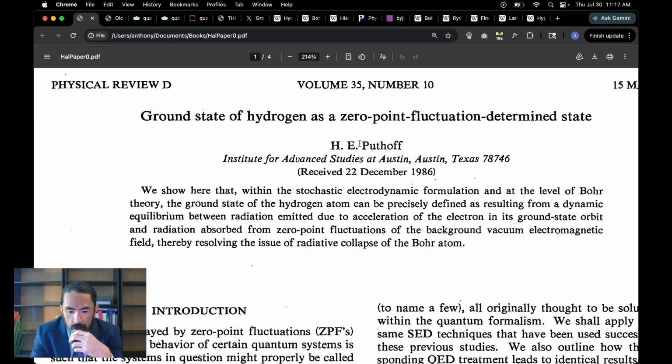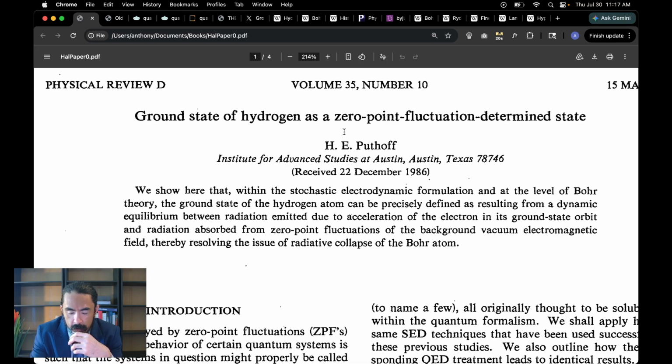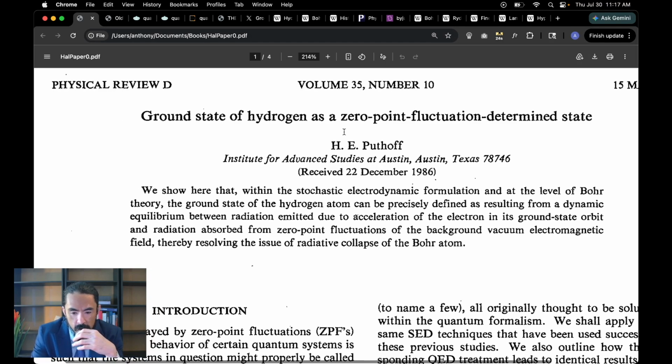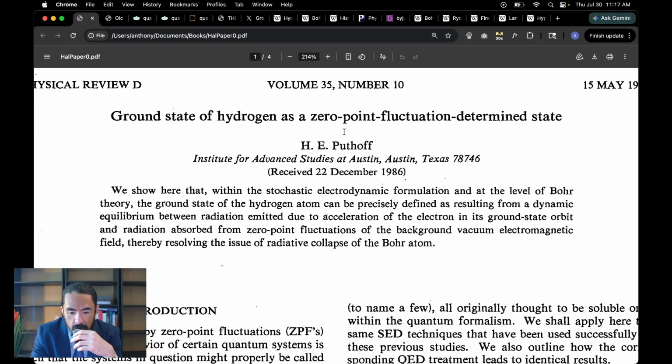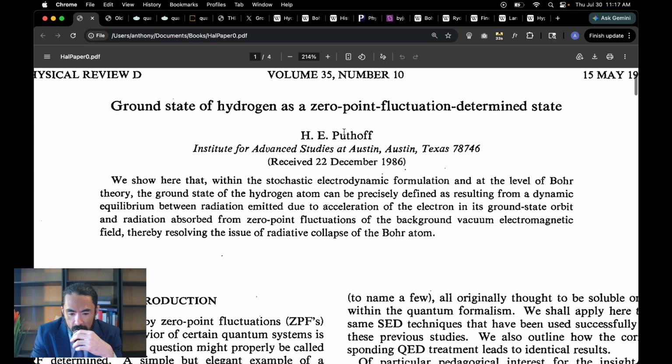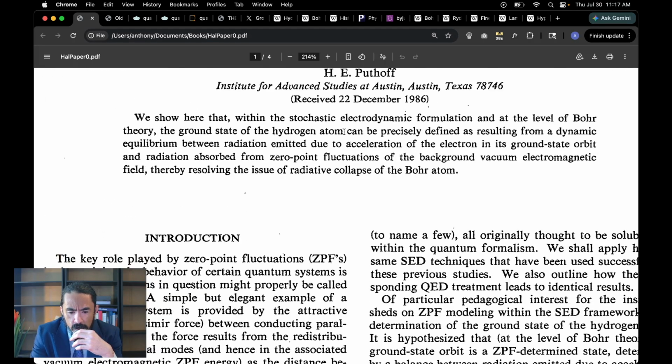Okay, so here we are: Ground State of Hydrogen as a Zero-Point-Fluctuation-Determined State, Hal Puthoff. This was published in Physical Review D on May 15, 1987, submitted on December 22nd, 1986. In the abstract: we show here that within the stochastic electrodynamic formulation and at the level of Bohr theory, the ground state of the hydrogen atom can be precisely defined as resulting from a dynamic equilibrium between radiation emitted due to acceleration of the electron in its ground state orbit and radiation absorbed from 0-point fluctuations of the background vacuum electromagnetic field, thereby resolving the issue of radiative collapse of the Bohr atom.